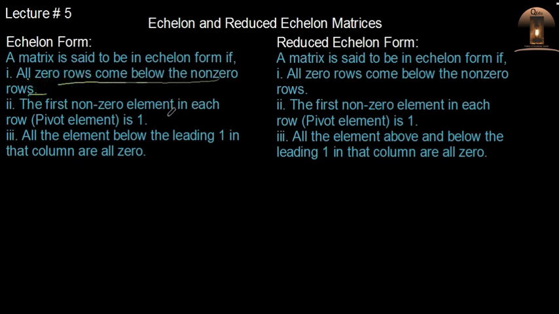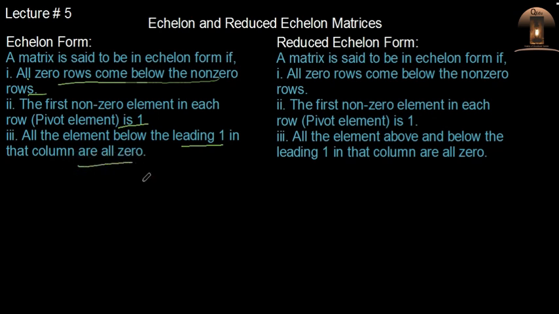The second condition is that the first non-zero element in each row, and this element is called the pivot element, is equal to 1. So in each row the first non-zero element must be equal to 1. And then the third condition is that below that leading one, all the elements in that column are 0.